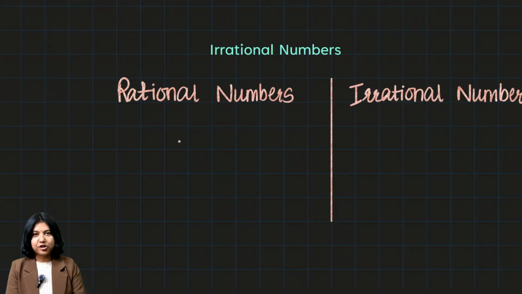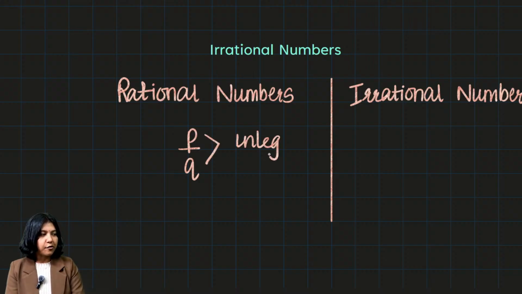So as I told you, rational numbers are always in the form of p by q, where p and q are individually integers, with only one restriction: that q, the denominator, is never equal to 0.